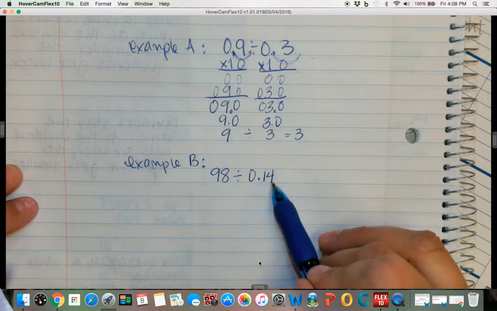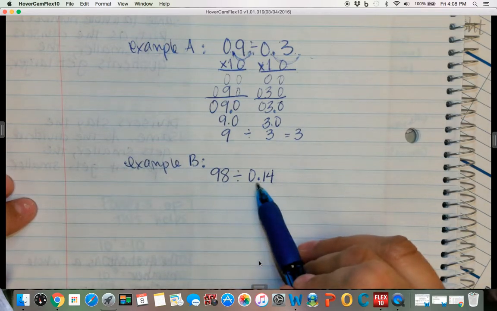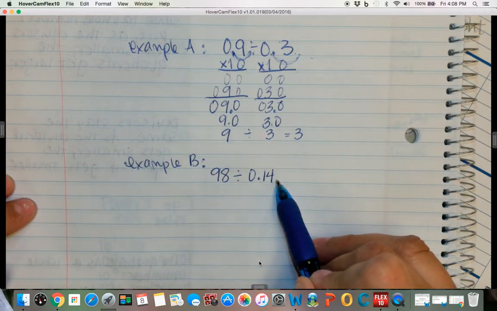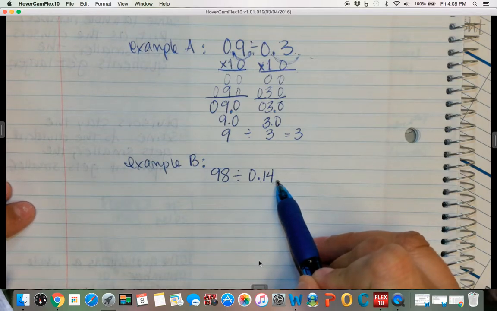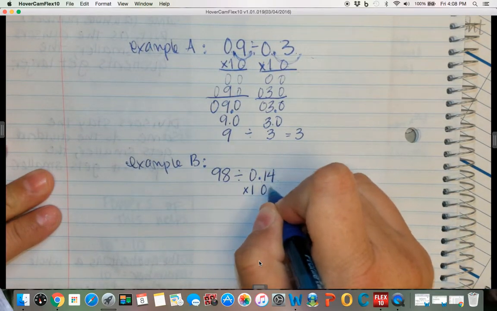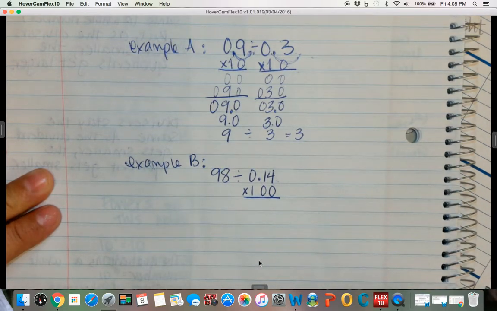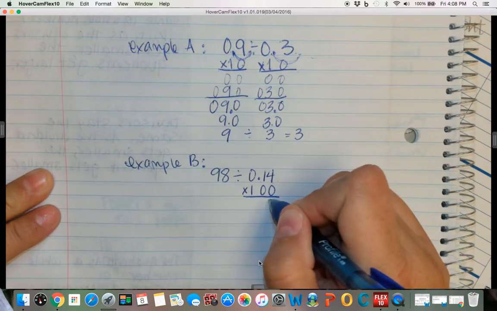Okay, what I do to this, I have to do to this. And if I move this decimal place over, what does that mean I'm actually doing? If I multiply this by 100, I get rid of my decimal place. So this will all be zeros.